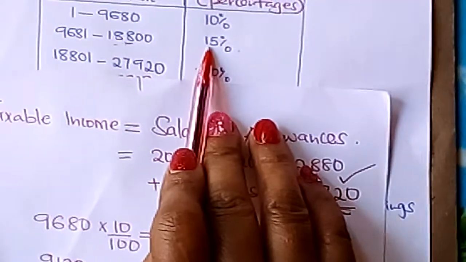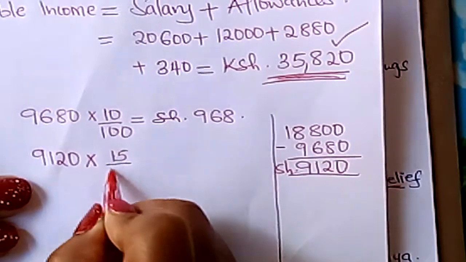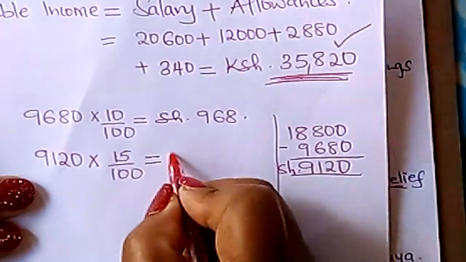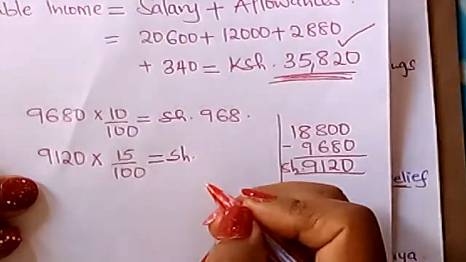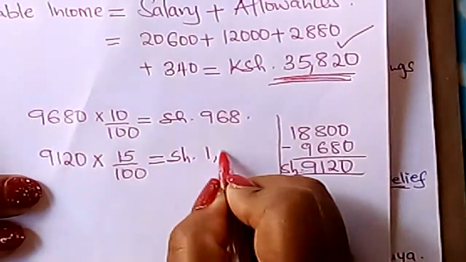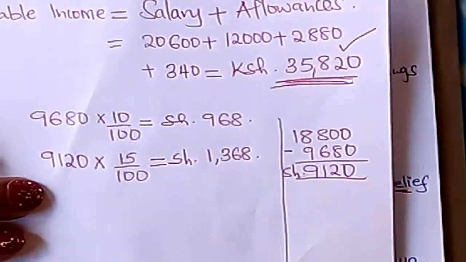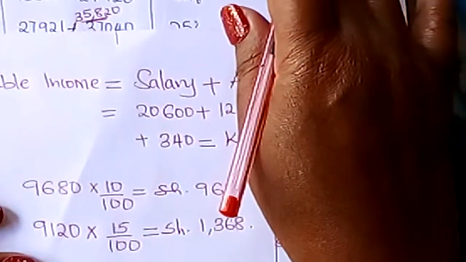So the second band carries this amount, and it is taxed at the rate of 15%. Come and fix it here. And therefore, using a calculator, learner, what should you get? You'd get 1,368.